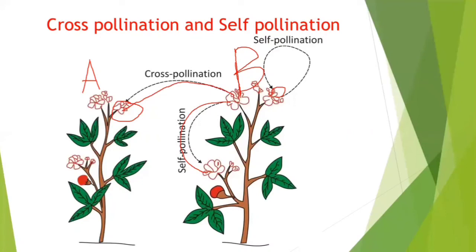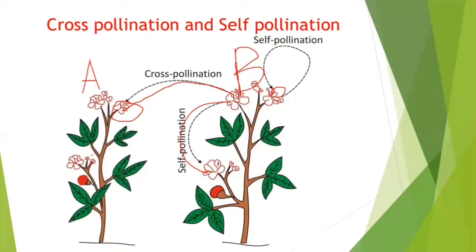This is done by insects. As you all know, they sit first over here, then they take a little bit of juice from the flower, the pollen sticks to them, then they go to another flower. So this whole process is pollination.